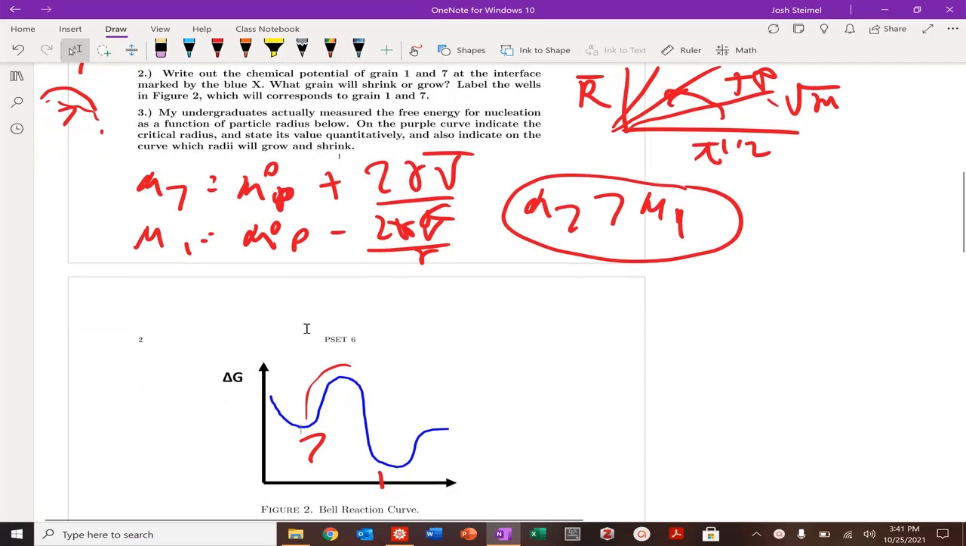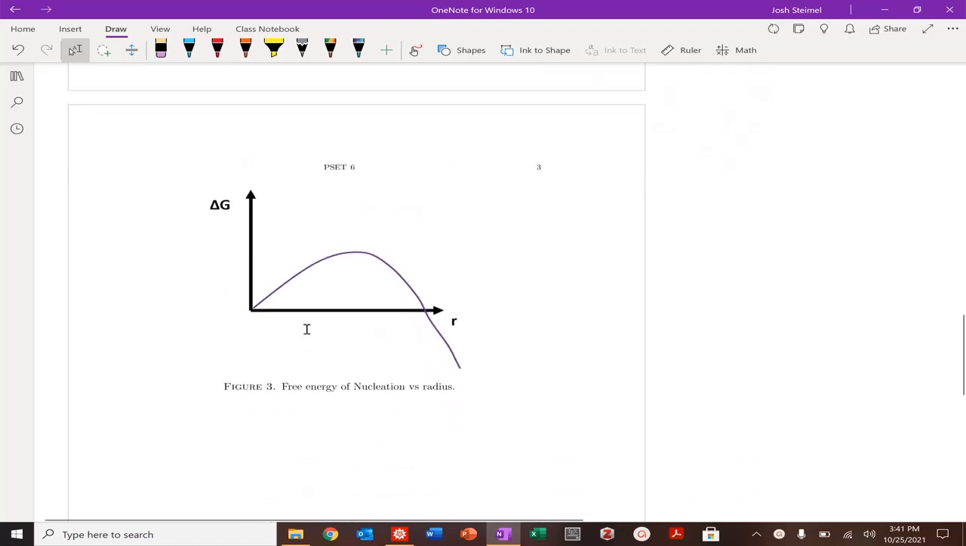Also indicate on the curve which radii will grow and shrink. So this is my R star at the peak of this curve. If I'm bigger, my change in free energy, so if I'm to the right, I grow. Over here, I'm going to shrink.